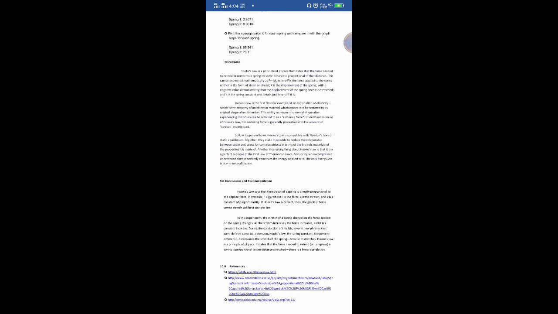During the conduction of this lab, several new phrases came up and were defined: extension, Hooke's law, the spring constant. Extension is the stretch of the spring, how far it stretches. Hooke's law is a principle of physics. It states that the force needed to extend or compress a spring is proportional to the distance it stretches. That is a linear correlation. And then lastly is reference. So thank you.